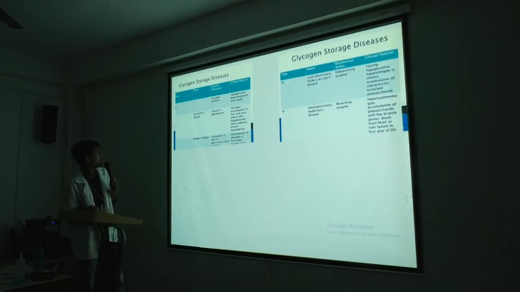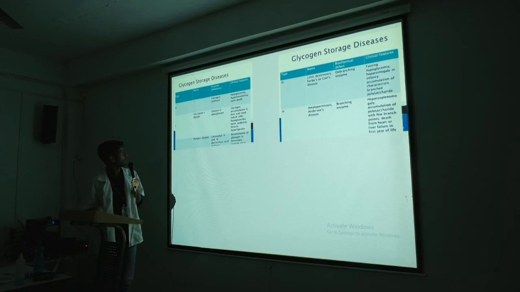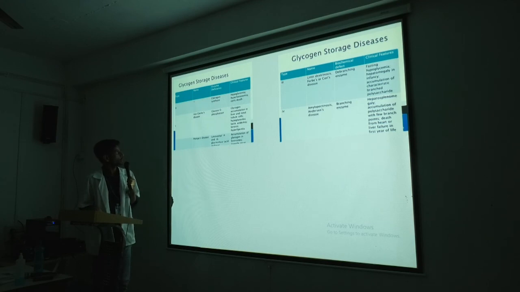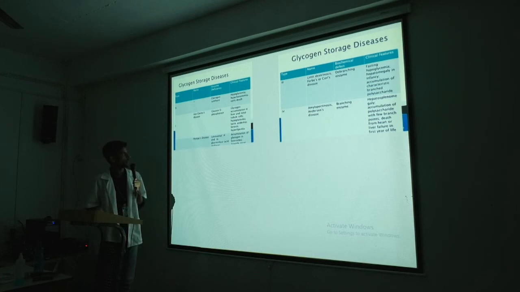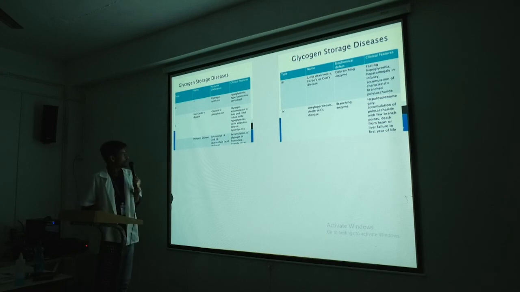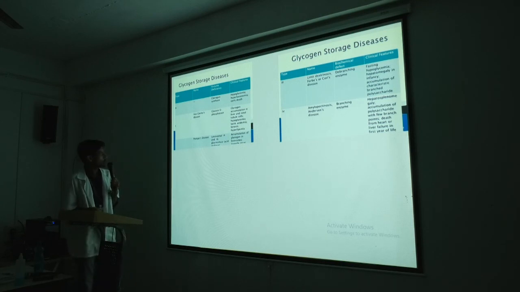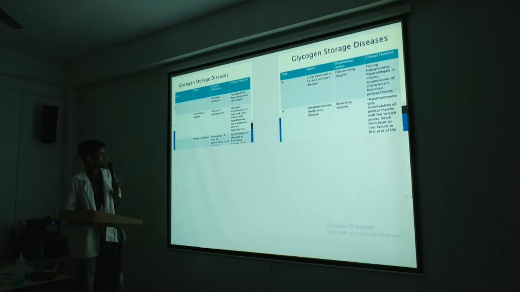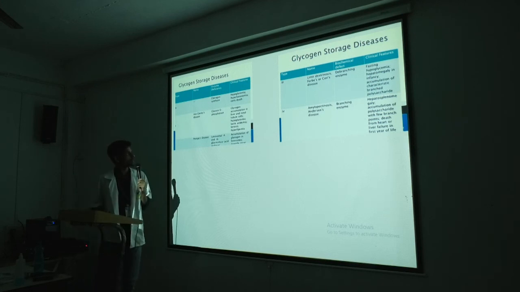The glycogen storage diseases: enzyme deficiency, glycogen synthase, clinical features hypoglycemia, hyperketonemia, early death. Von Gierke's disease, enzyme deficiency, glucose 6-phosphatase, clinical features glycogen accumulation in liver and renal tubule cells, hypoglycemia, lactic acidemia, ketosis, hyperlipidemia. Pompe's disease, enzyme deficiency, lysosomal alpha-1,4 and 1,6-glucosidase acid maltase, clinical features accumulation of glycogen in lysosomes.